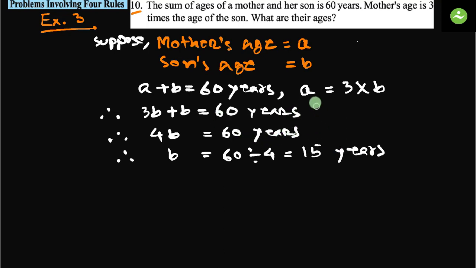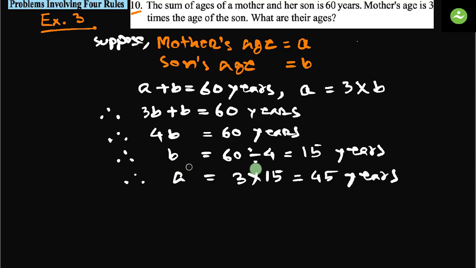And we know A means 3B. Therefore A equals 3 into 15 equals 45 years. Can we say mother's age 45 years and son's age 15 years? Yes. This is the answer.